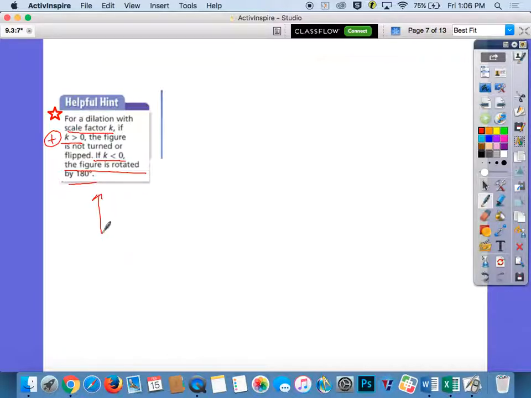And just a little reminder, you guys, let's write this down. Your similarity ratio, for example, if it's 1/3, your scale factor is the reciprocal. So it's going to be 3/1 or 3, all right? And the order matters on where you're going.